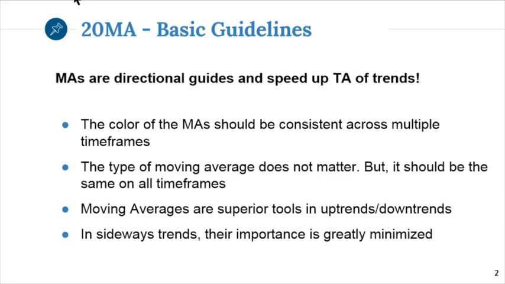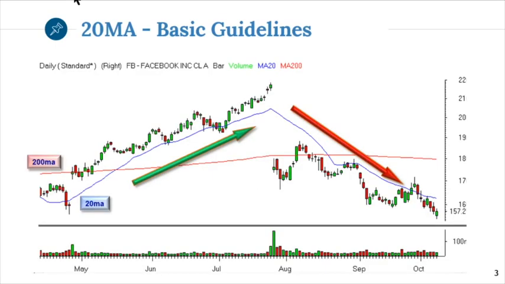The moving averages are superior tools in uptrends and downtrends. In sideways trends, their importance is greatly minimized, almost of no use, but I'm going to show you how to use them also in sideways trends.